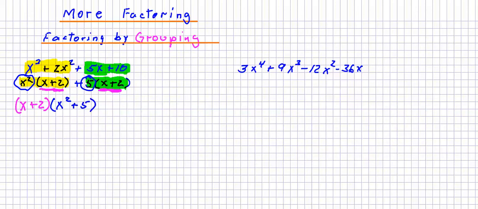We factor, and then we factor again. We group them together, hence the word grouping. So we group, factor, and then we factor again.